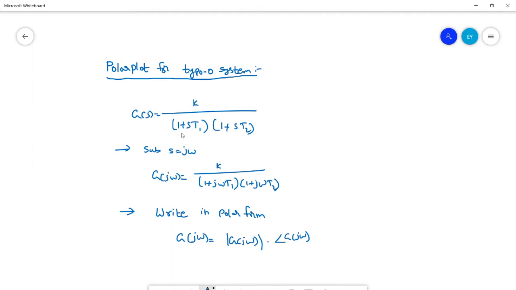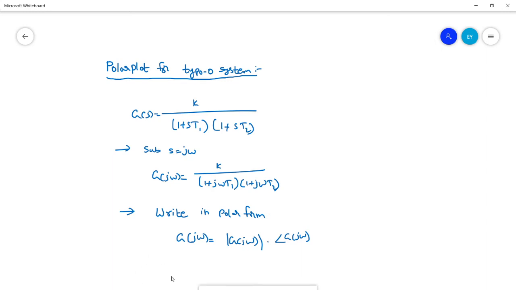How to do that? As a first step, we need to substitute s equal to jω. Once you substitute s equal to jω, what you get is K by (1 plus jωt1) into (1 plus jωt2). Now the second step is we need to represent the equation G(s), G(jω), in polar form. To do that, we need to segregate the magnitude and the phase from the above expression, as we discussed earlier.